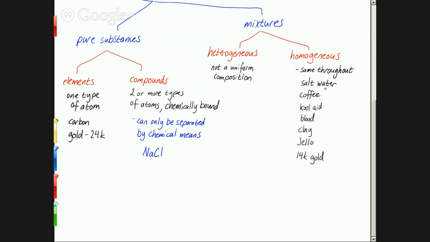Now contrast that with something like salt water. So salt water is sodium chloride in water. How do you separate salt water? If I said I want to separate the salt from the water, what would you do? You could evaporate it. You could heat up the water or just leave it out, and after a while the water would become water vapor, and what would be left behind? Salt.